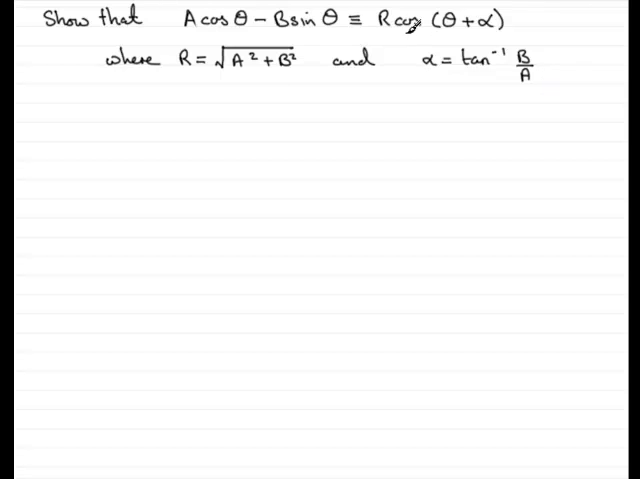Well, first of all, I'm going to start with the right hand side and show you that it's identical to a cos theta minus b sine theta. So we'll start by saying that r cos(theta plus alpha) is going to be identical to r multiplied by the expansion of cos(theta plus alpha). And this isn't cos theta plus cos alpha.